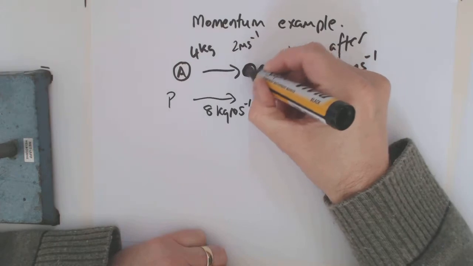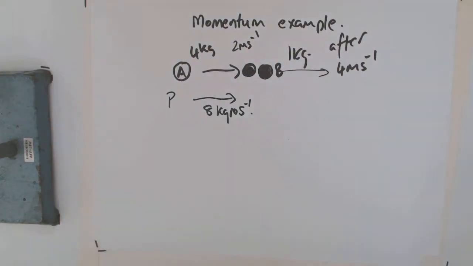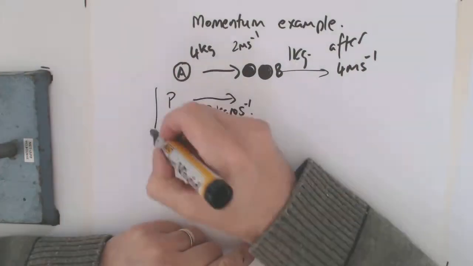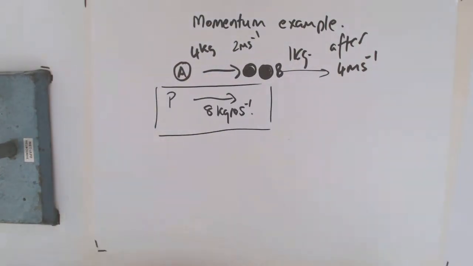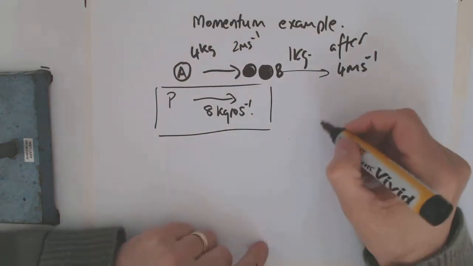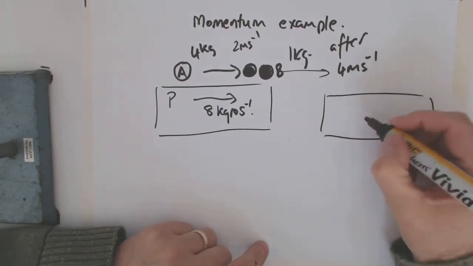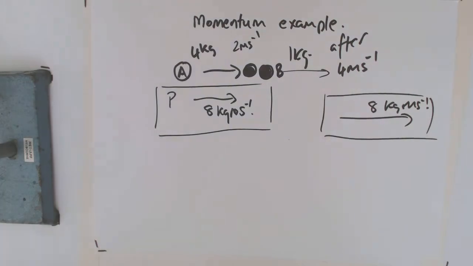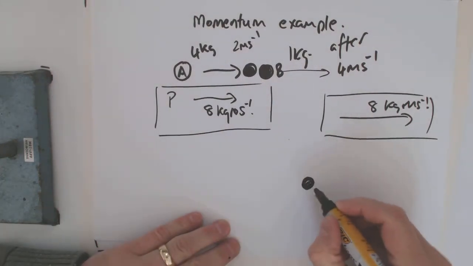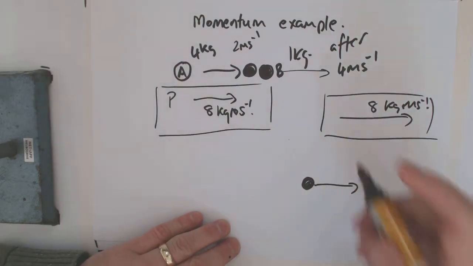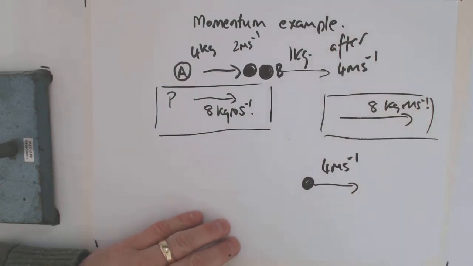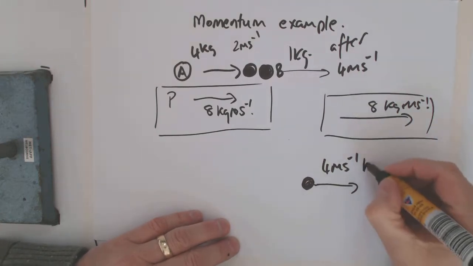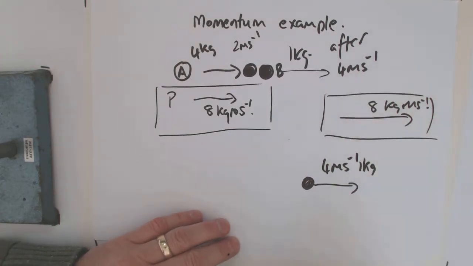Before the collision, that ball B was just sitting there, no velocity, so no momentum. So the total momentum in the system before the collision was 8. So after the collision, the total momentum has still got to be 8 kilogram meters per second. Now, after the collision, we know B is doing 4 meters a second and 1 kg. So it's got a momentum of 4.